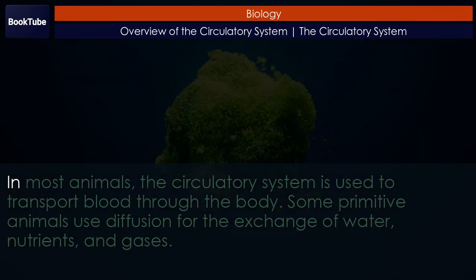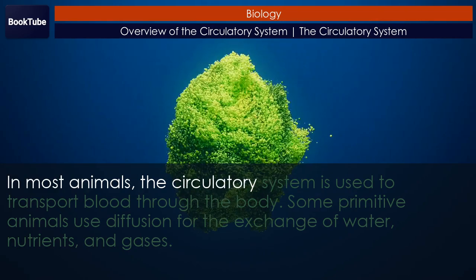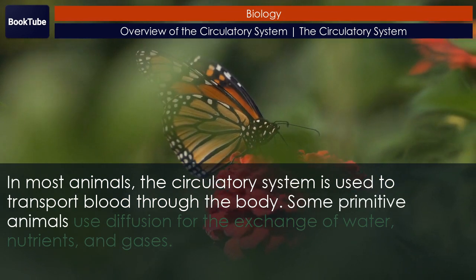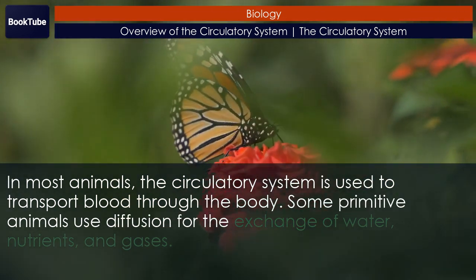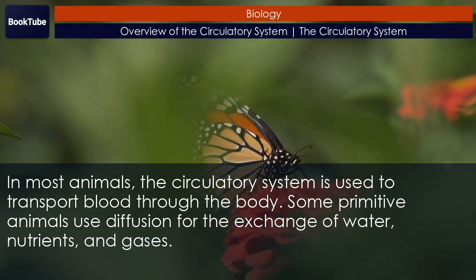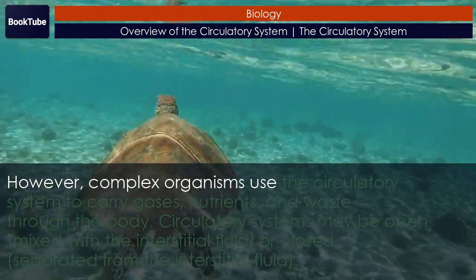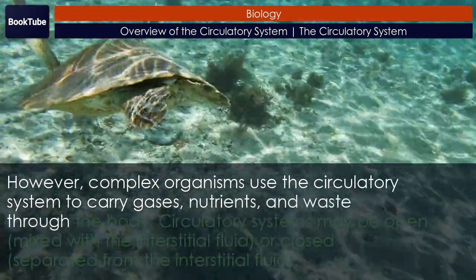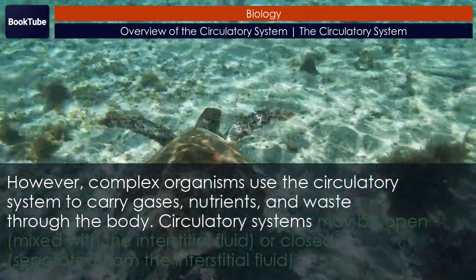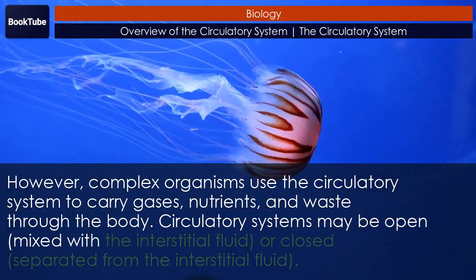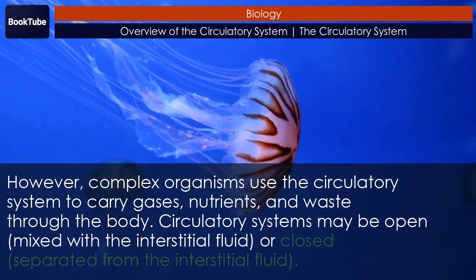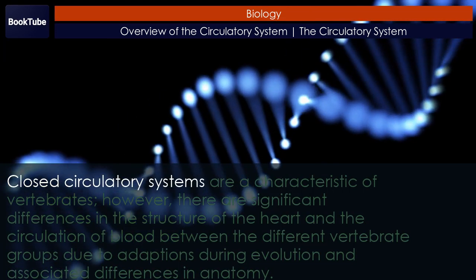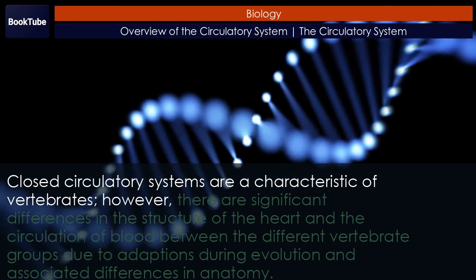Section summary. In most animals, the circulatory system is used to transport blood through the body. Some primitive animals use diffusion for the exchange of water, nutrients, and gases. However, complex organisms use the circulatory system to carry gases, nutrients, and waste through the body. Circulatory systems may be open, mixed with the interstitial fluid, or closed, separated from the interstitial fluid. Closed circulatory systems are a characteristic of vertebrates.